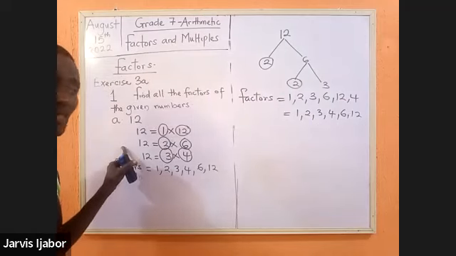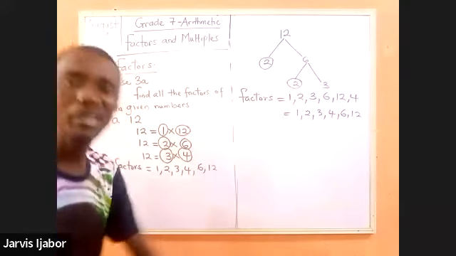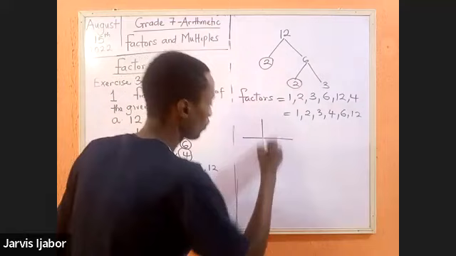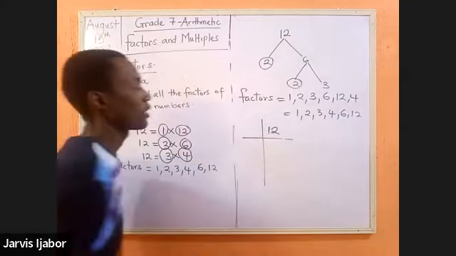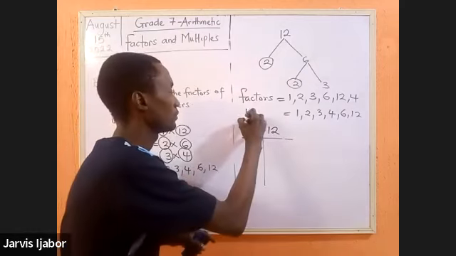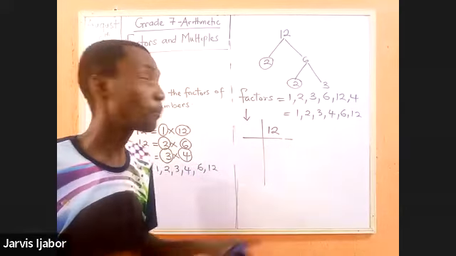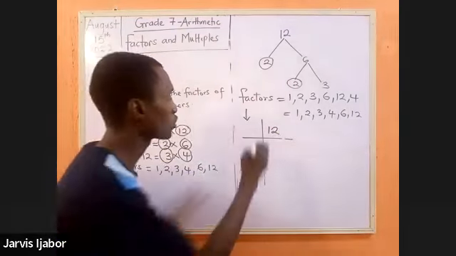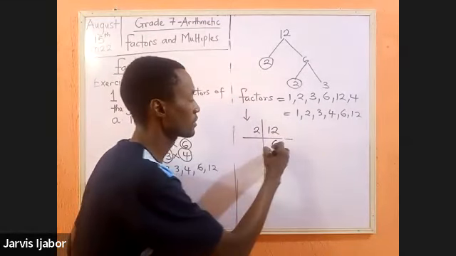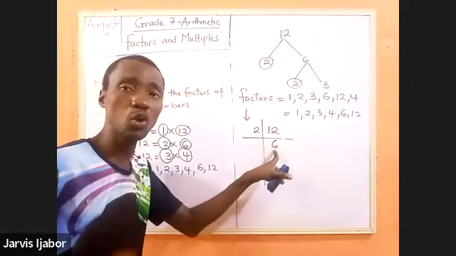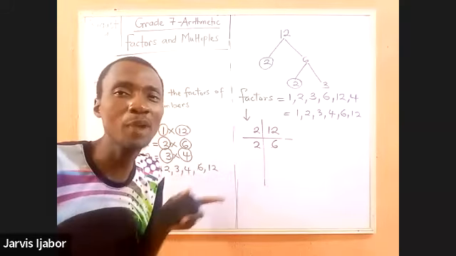Depending on your level of understanding, this is one method. This is another method. Now, let's use another method. We write 12 here. Now, we call this the prime column. That is, the numbers that can divide this must be prime numbers. So, because this is an even number, we start by using what? 2. 2 divide 12 will give me 6. This is also an even number. So another prime factor I can use will be what? 2.